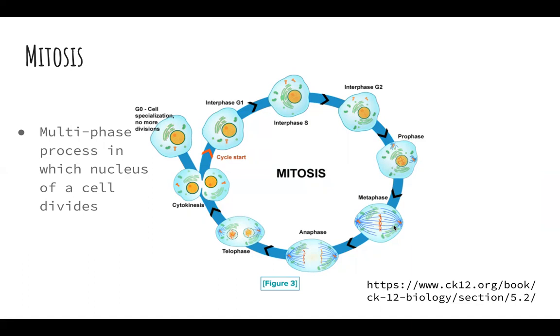I am not expecting you to know what specifically happens in these four processes. What you should know is that at the start of mitosis, we have one cell. At the end of mitosis, we have two cells with two nuclei. And each one of those nuclei has genetic material.